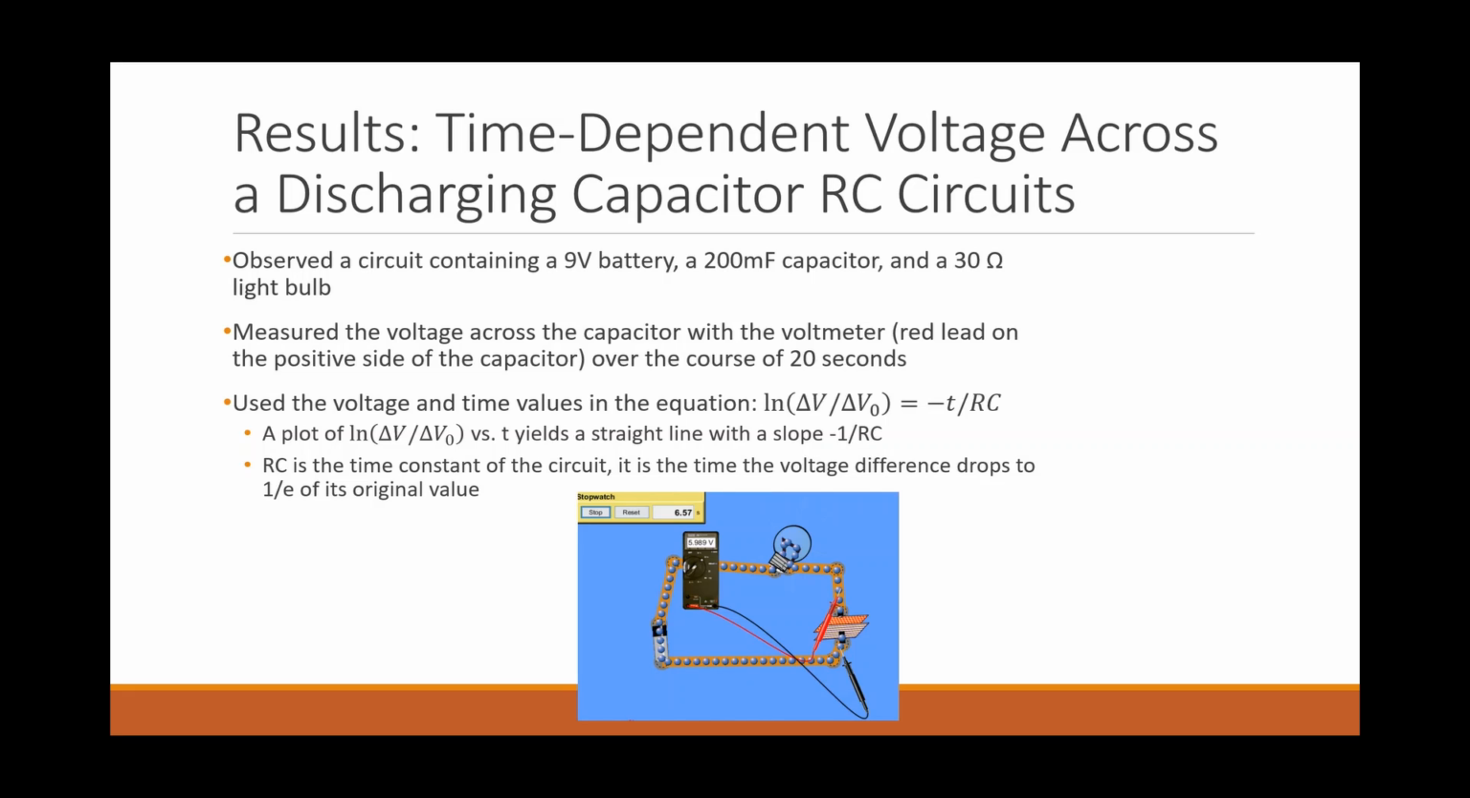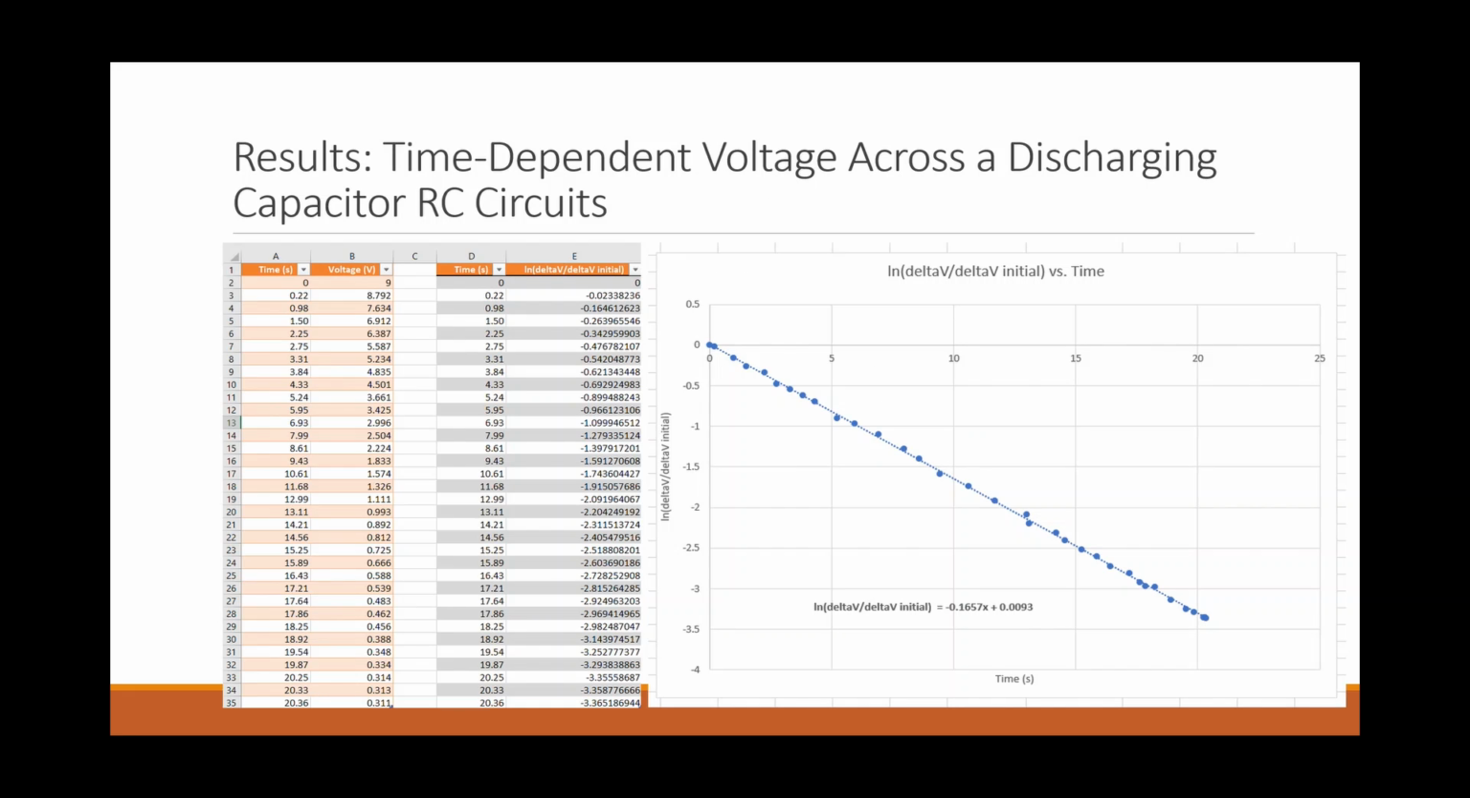A plot of ln(ΔV/ΔV initial) versus t yielded a straight line with a slope of negative 1 divided by RC. RC is the time constant of the circuit. It is the time the voltage difference drops to 1/e of its original value. I then modeled these values.